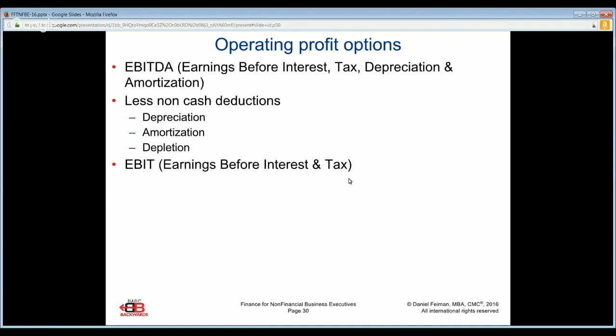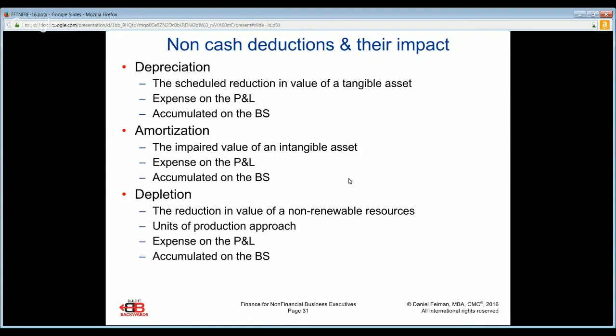So our earnings before interest, tax, depreciation, and amortization, also known as our operating profit, less any non-cash deductions that are listed, will get us to our earnings before interest and tax. So let's take a look at these non-cash deductions and dive a little deeper. We have, as we stated, three different forms, potentially, for non-cash deductions. Depreciation, which is defined as the scheduled reduction in value of a tangible asset: a building, a piece of equipment, a vehicle, a vessel are depreciated.